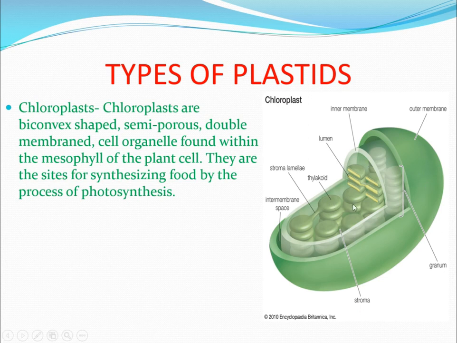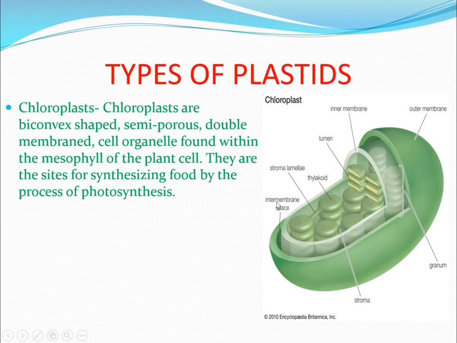These cell organelles are found within the mesophyll cells of the plant cell, and they are the sites of synthesizing food by the process of photosynthesis. We know photosynthesis is the process by which plants make their food by taking water, taking carbon dioxide at daytime, and taking sunlight or solar energy. All these mix up, and the whole procedure takes place in these chloroplasts.